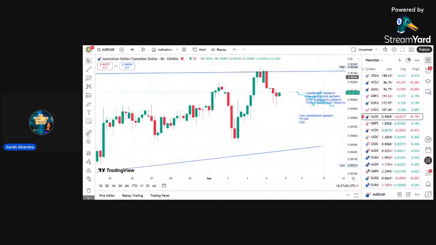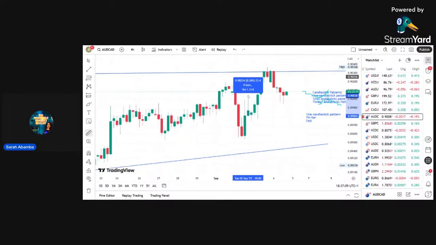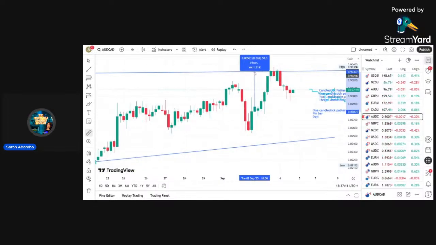So let's do a pip count for this. This is a 50 pips move. That is $500 for a standard lot size. This is the bullish engulfing pattern.